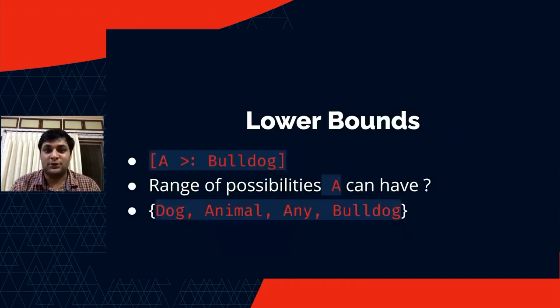So let's talk about the lower bound. It is denoted as A greater than Bulldog. The range of possibilities A can have now: the supertype of Bulldog is Dog, then Animal comes, and definitely Any, and we have missed one, that's Bulldog. So all these four possibilities are possible.